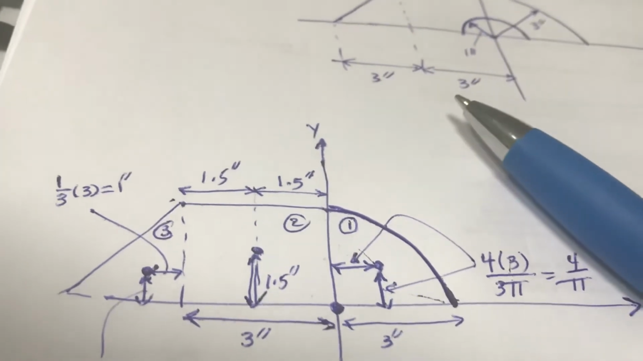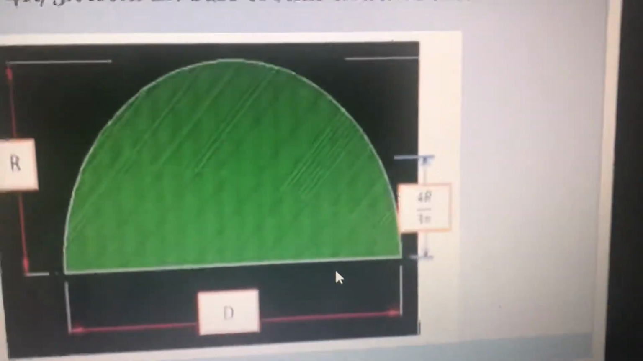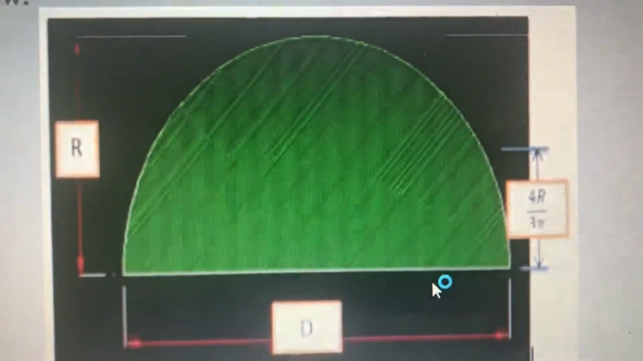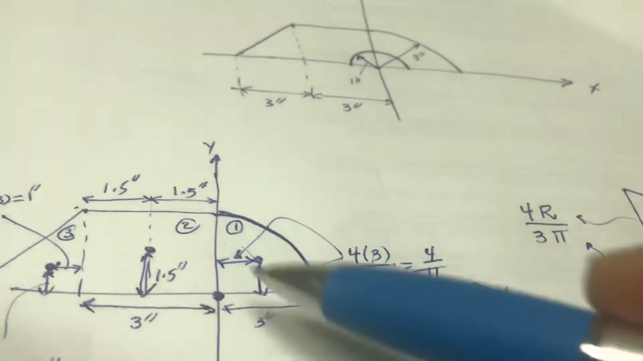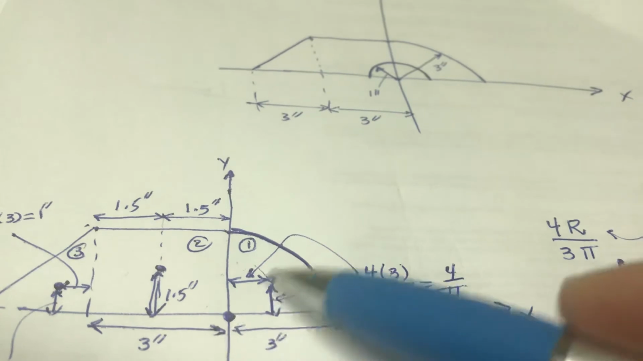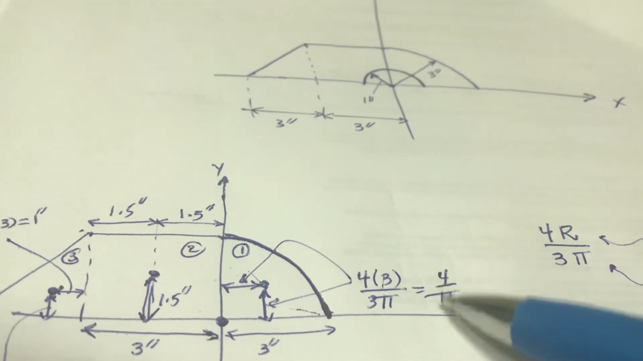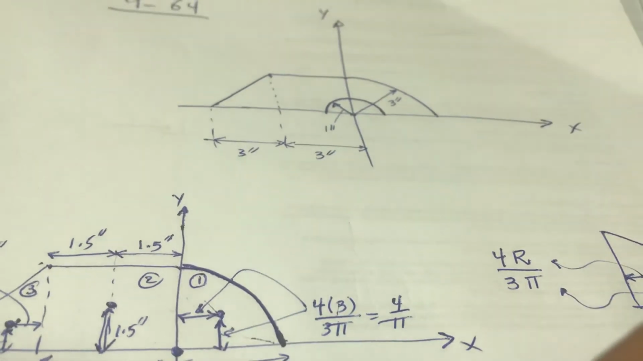The 1/4 of a circle has this strange centroid, and you should put it in your sheet. It's 4r over 3 pi. So the centroid of 1/4 of a circle is 4r over 3 pi. You do it like this. You know that the radius is 3. So 4r over 3 pi, r is 3 inch, so 4 times 3 over 3 pi, that is 4 over pi. So of course it is 4 over pi from the x-axis and 4 over pi in the y-axis.